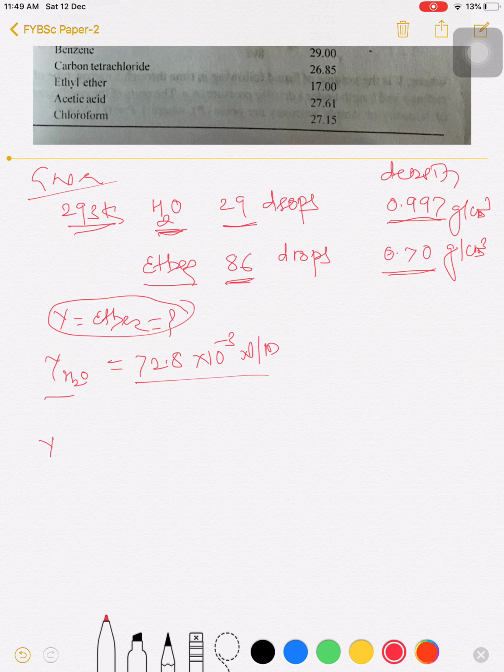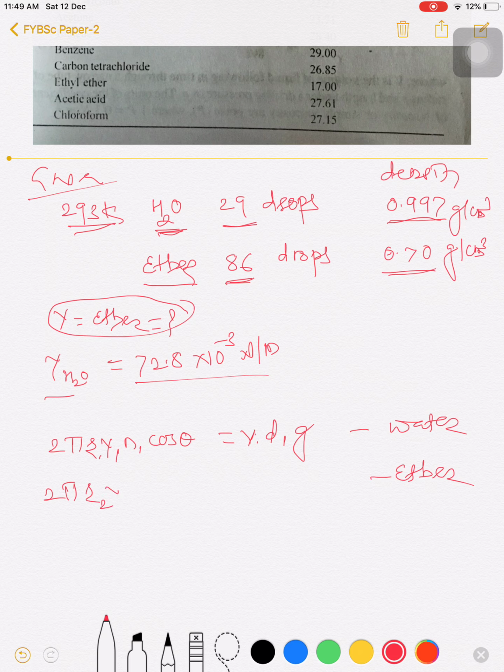So we know the equation: 2 pi r1 y1 n1 cos theta is equal to m1g, and it is also written in terms of pi into d1g. This is for the water molecule. For the ether molecule it is 2 pi r2 y2 n2 cos theta is equal to pi into d2 into g.